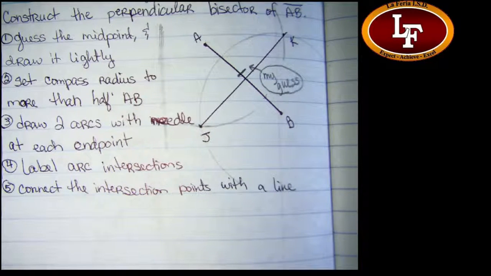Mine was right on. Does that always happen? Is that accurate, in terms of the intersection being correct? Yeah, as long as you make those arcs with the same compass radius, this line that we're drawing is always going to be that perpendicular bisector. Always.